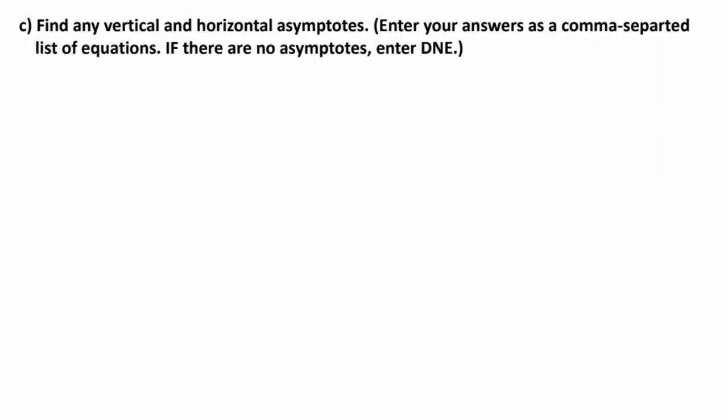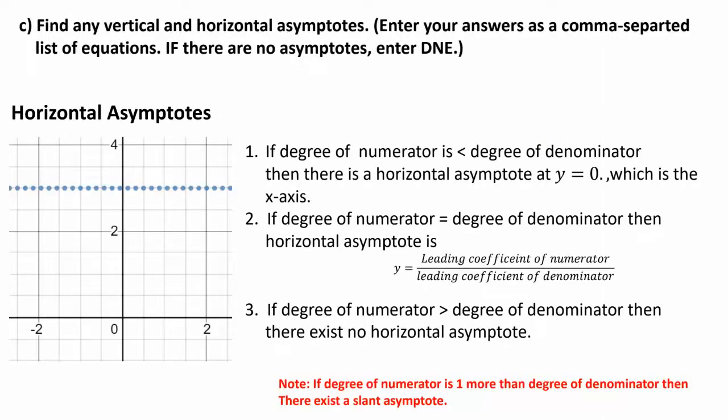Now let's look at the other part, the horizontal asymptote. For horizontal asymptotes, we have 3 cases that will determine if we have one. Let's review this really quickly. If the degree of the numerator is smaller than the degree of the denominator, then there is a horizontal asymptote at y equals 0. This is for any rational function where the numerator's degree is smaller than the degree of the denominator.